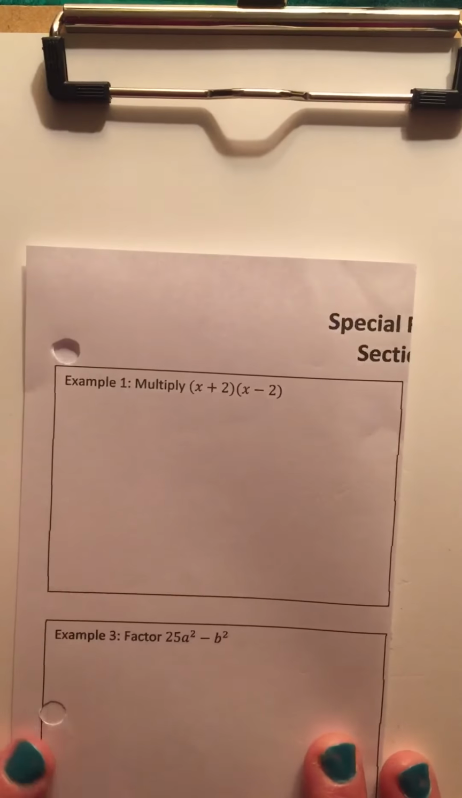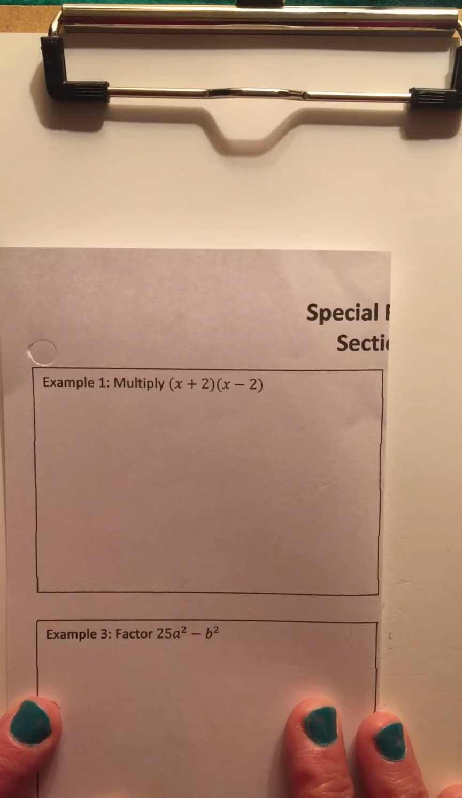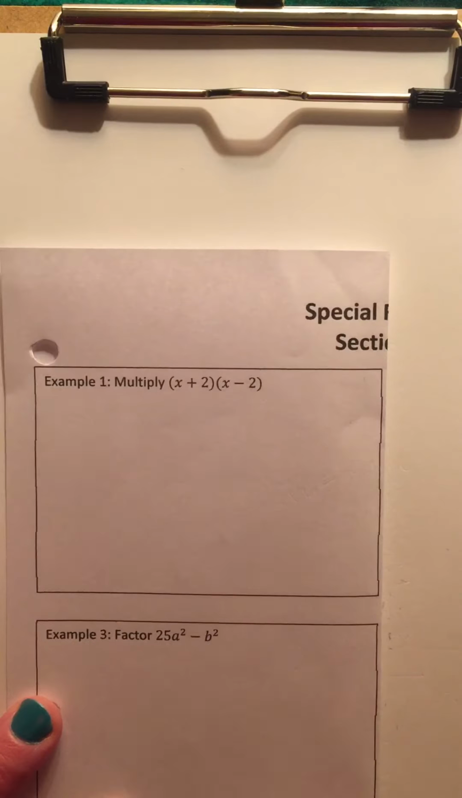Example 1, we are just multiplying the binomials. Take a look at those binomials. The first term in each one is the same, and the second term in each one is the same. One binomial has a plus sign, the second binomial has a minus sign. So let's go ahead and multiply.